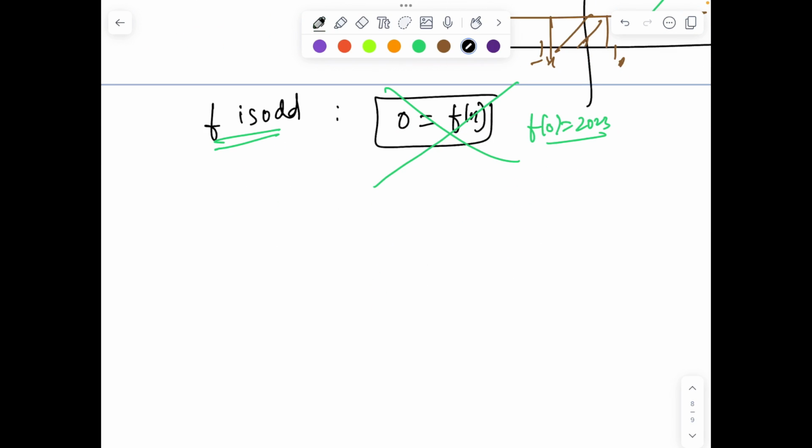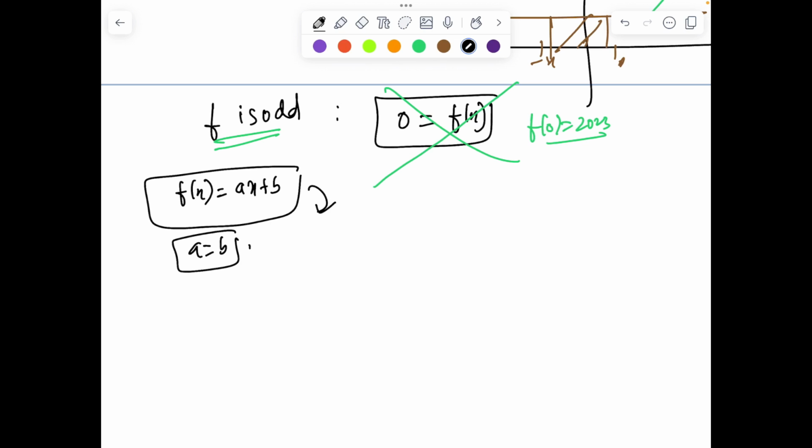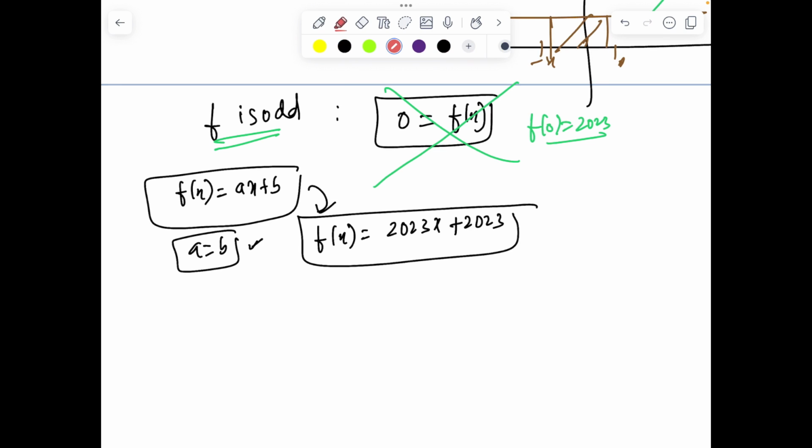So the simplest function that has both even and odd part is probably a line, ax plus b, and if you plug this in both sides of the equation, it's possible if and only if a is equal to b. So one of the possible functions is 2023x plus 2023. So that's again another answer apart from the exponential.